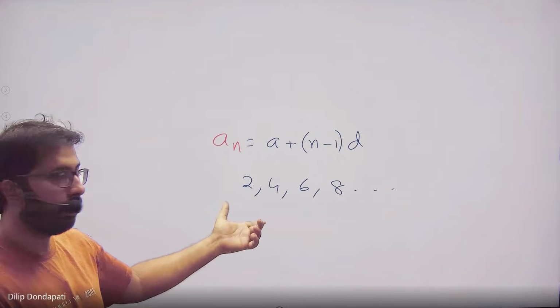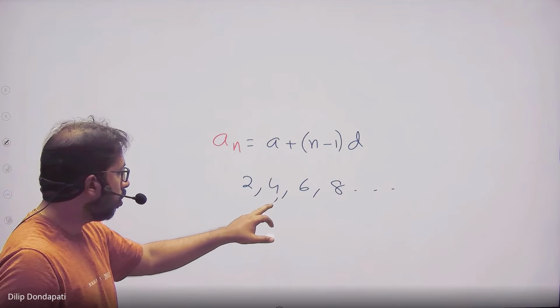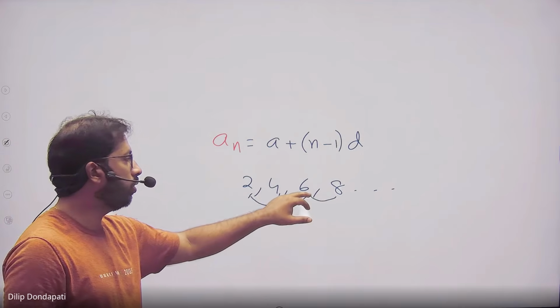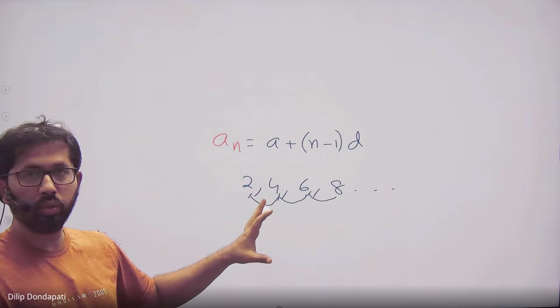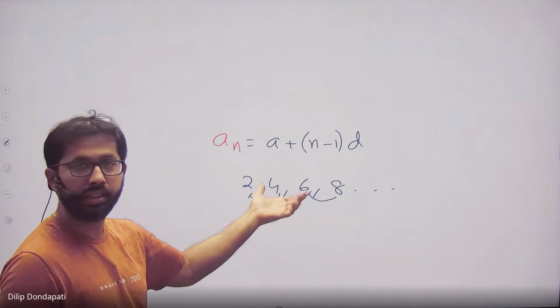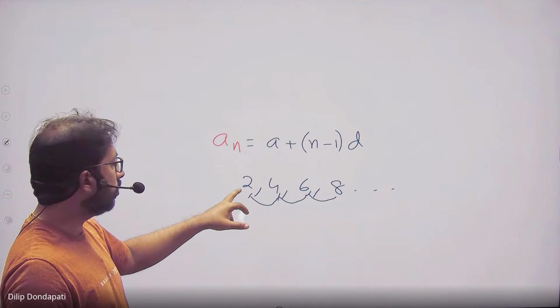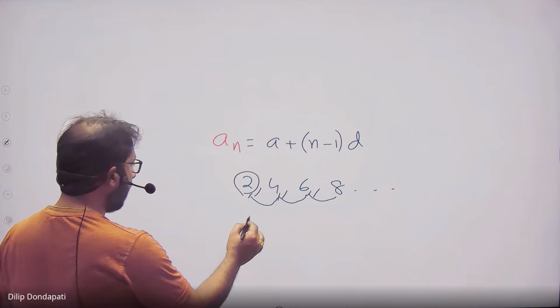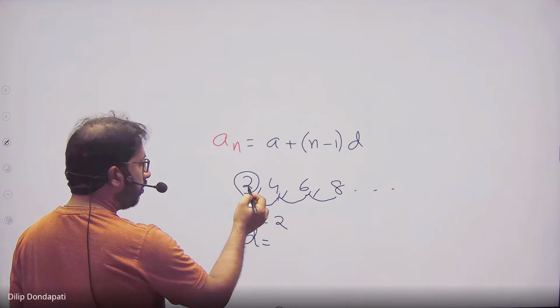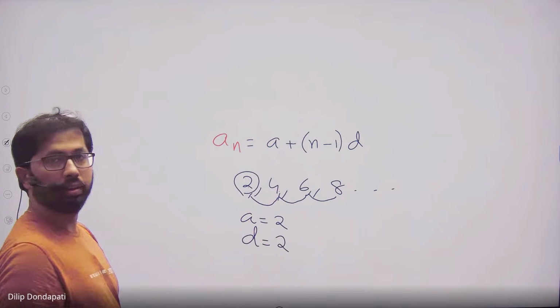AP series, because common difference देखो: 4 minus 2 is 2, 6 minus 4 is 2, and 8 minus 6 is 2. If the common difference is the same, then only we can say it is in AP series. And we also learned first term we represent as a, and d is the common difference, which is second term minus first term. The other things we learned.